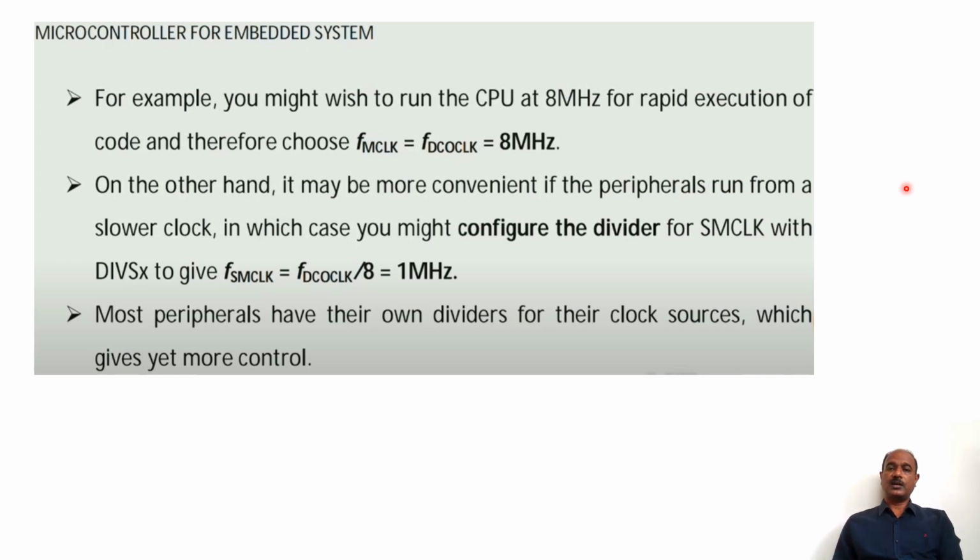Just remember, there are three different types of clocks. One is MCLK, the master clock, which is in the range of megahertz. It will be used by default by the CPU. The CPU will not function without MCLK. Then we have SMCLK, the submaster clock. It will be used by the peripherals. Then we have ACLK, the auxiliary clock, which can again be used by some of the peripherals. This is how the different clocks will be generated inside your MSP430 microcontroller.